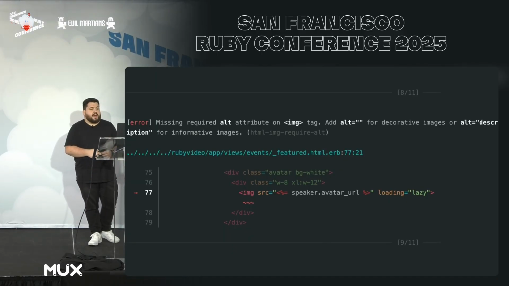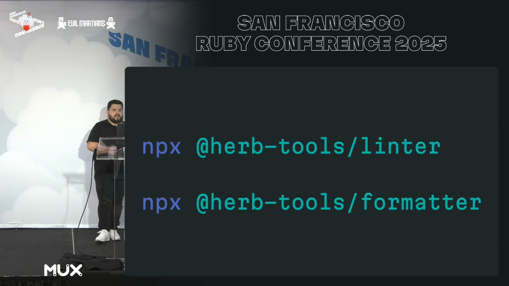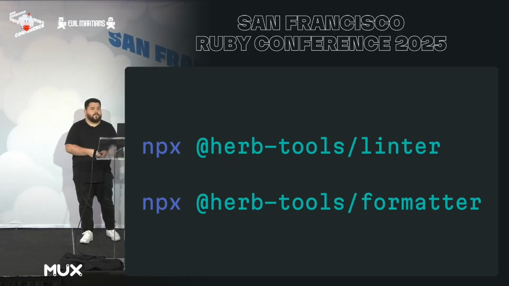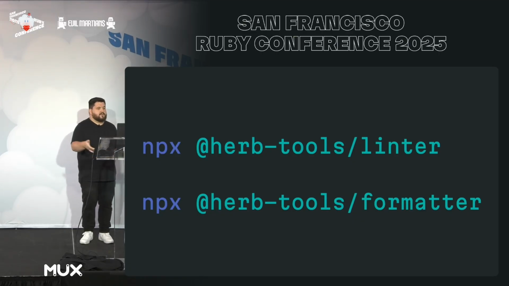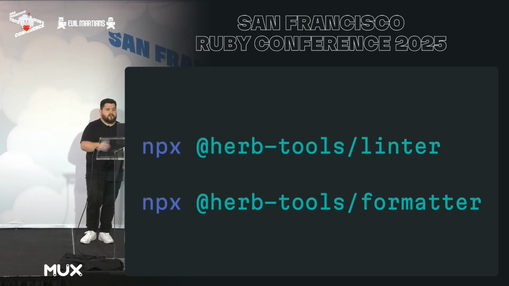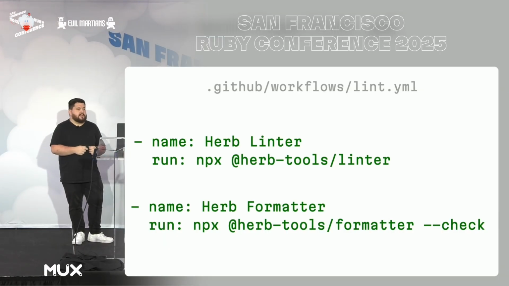Both the linter and the formatter have a CLI, and the CLI will also show you the offenses in the console. And it's as easy as running these two commands to run the linter or the formatter without installing anything. Now, it's using NPX here, but you don't have to have Node in your project. It's just about your local environment. The project doesn't depend on it. Which also makes it super easy to run in CI by just adding these few lines, and it will just work.